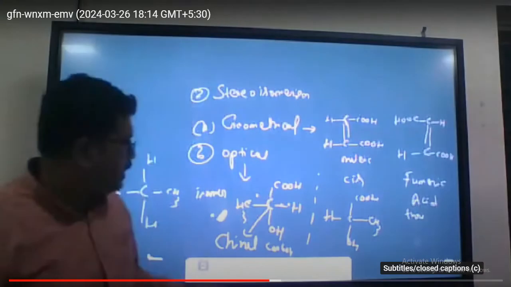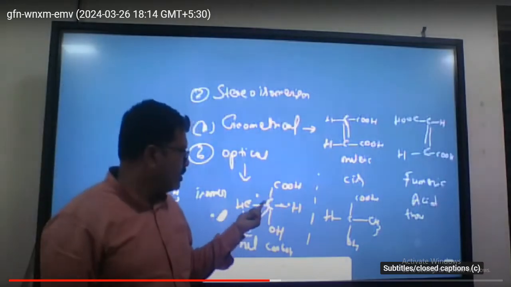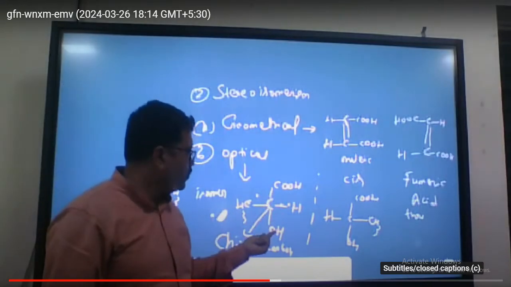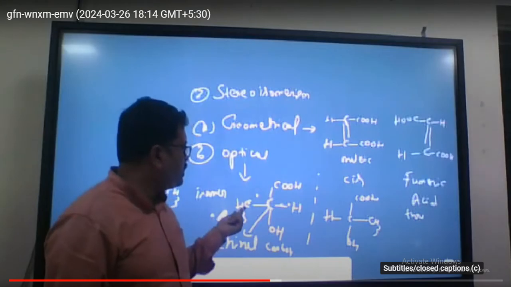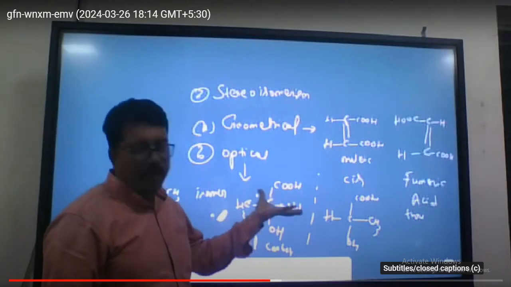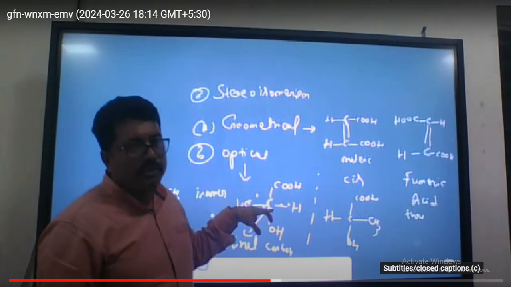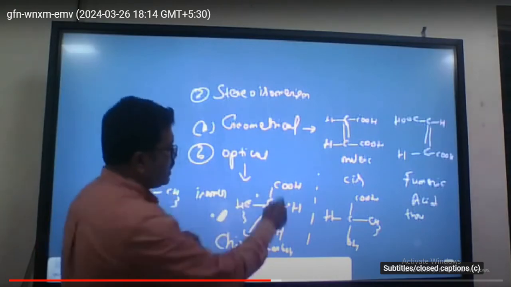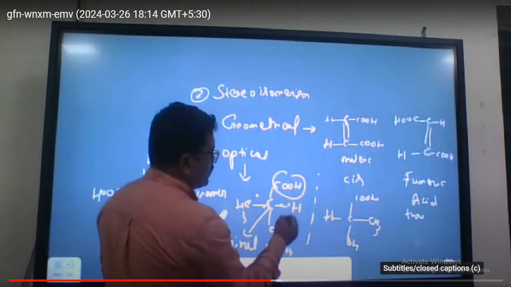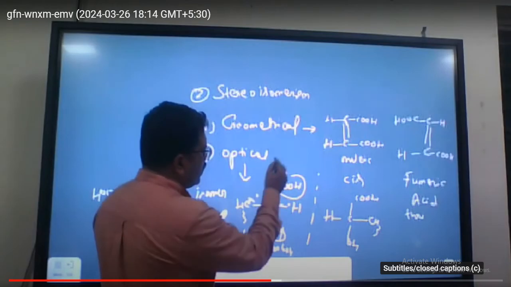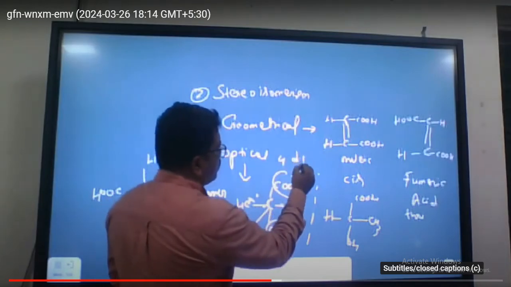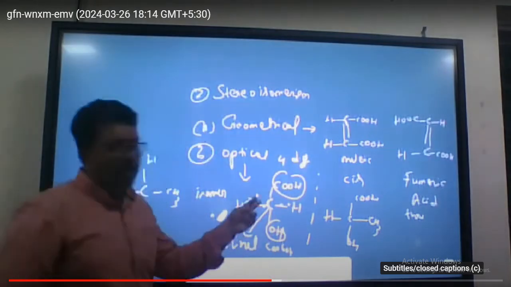See, here you observe this carbon attached to hydrogen, OH (alcohol), alkyl CH3, and carboxylic acid. Four different atoms or groups are attached to the carbon: acid, hydrogen, alcohol, CH3. All four are different. That's why it is a chiral carbon.